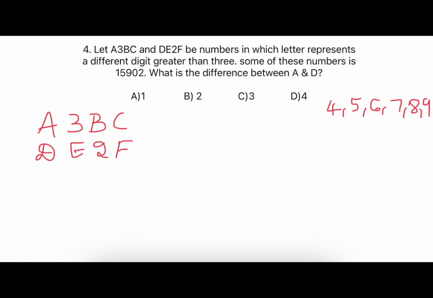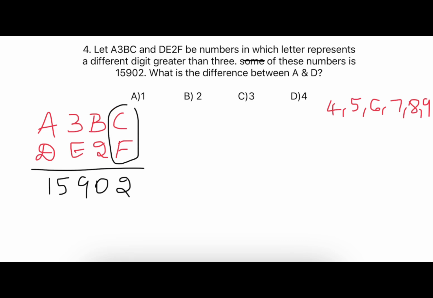Unless they give greater than or equal to. Sum of these numbers is 15902. So kindly correct this: it is not "some", it is "sum". What is the difference between A and D? So let us try to solve this.